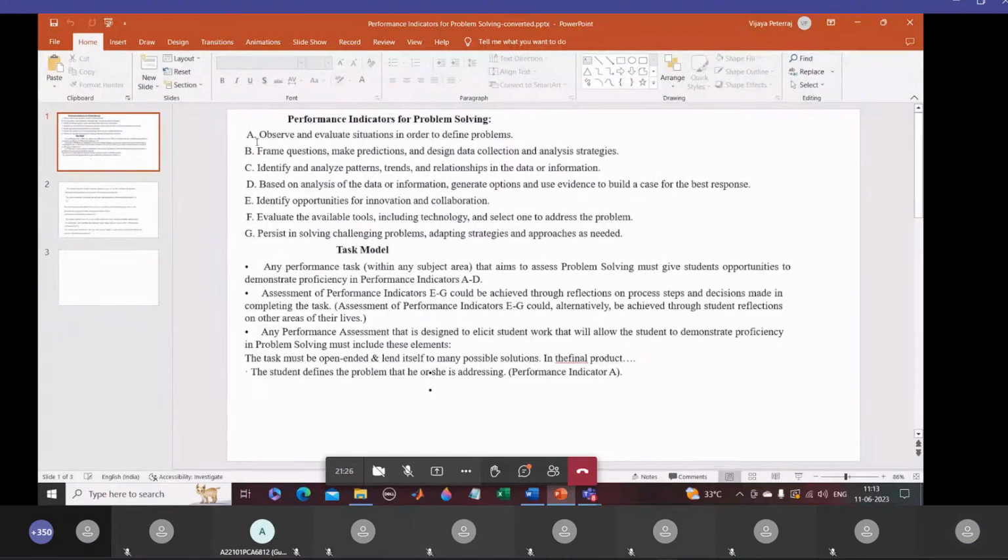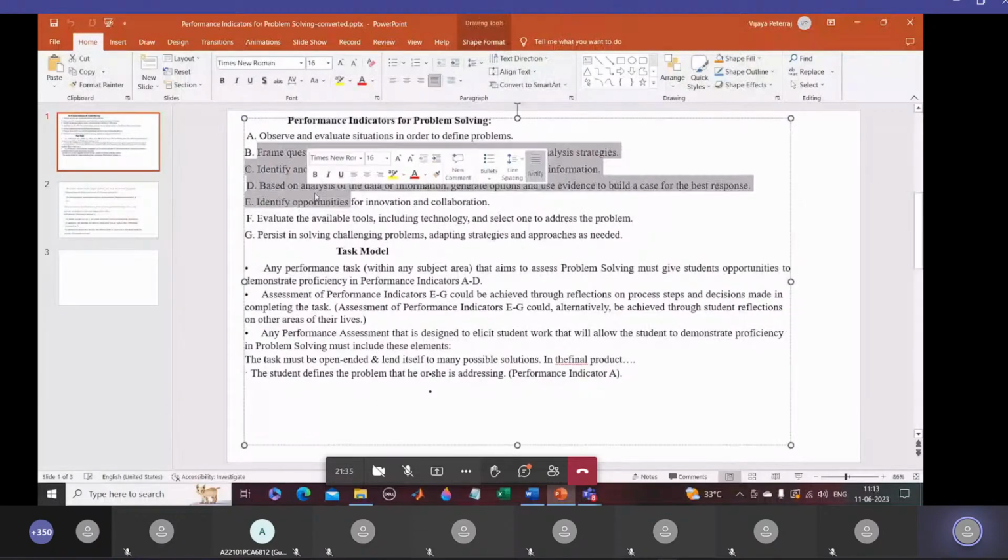So what are the performance indicators for your problem solving? One is that the intelligent agent concerned observes and evaluates the human beings. Two, it is not complete. These are the major indicators.